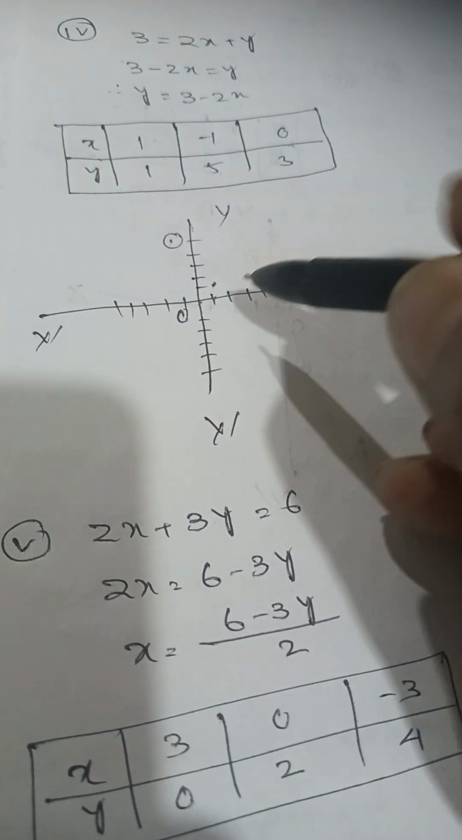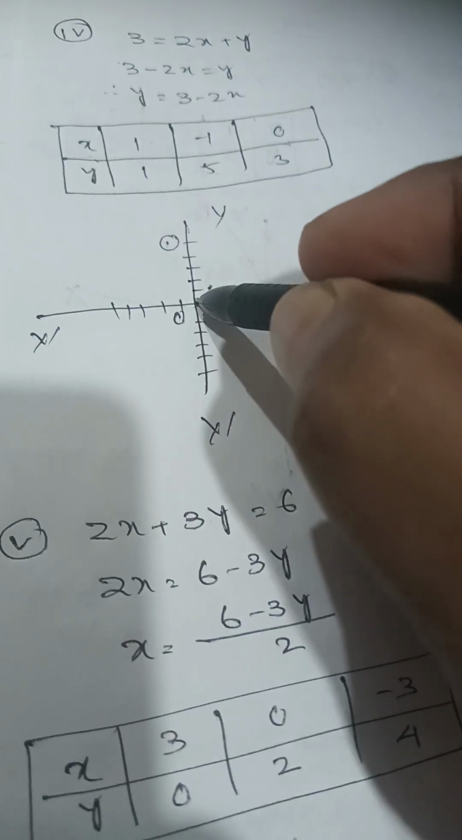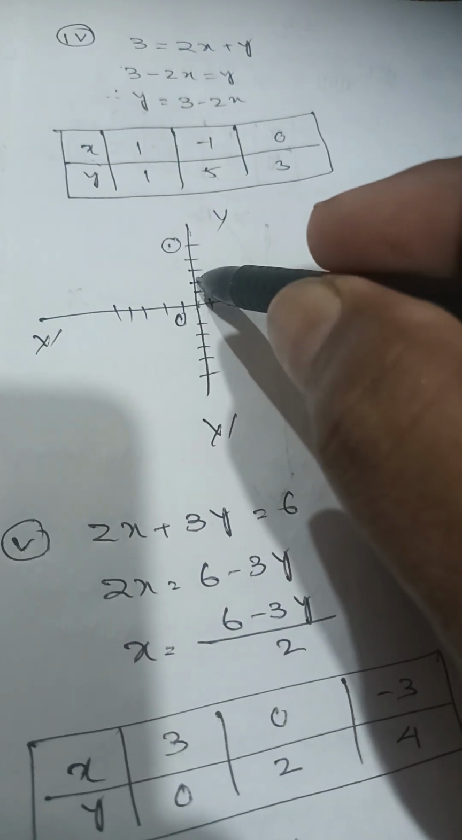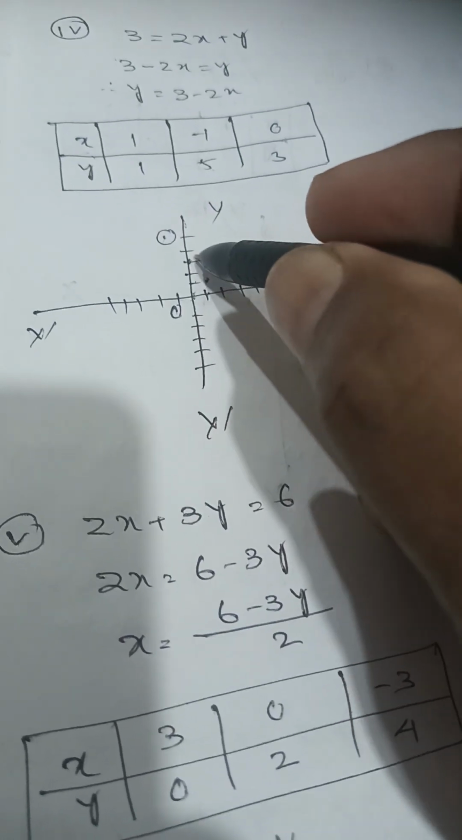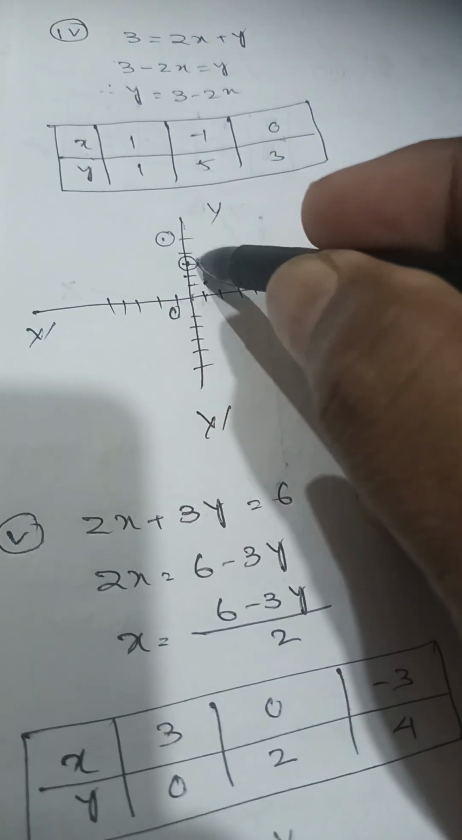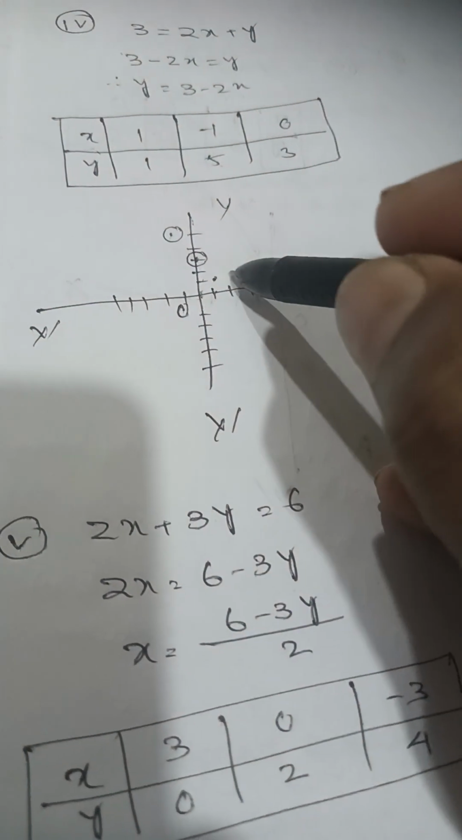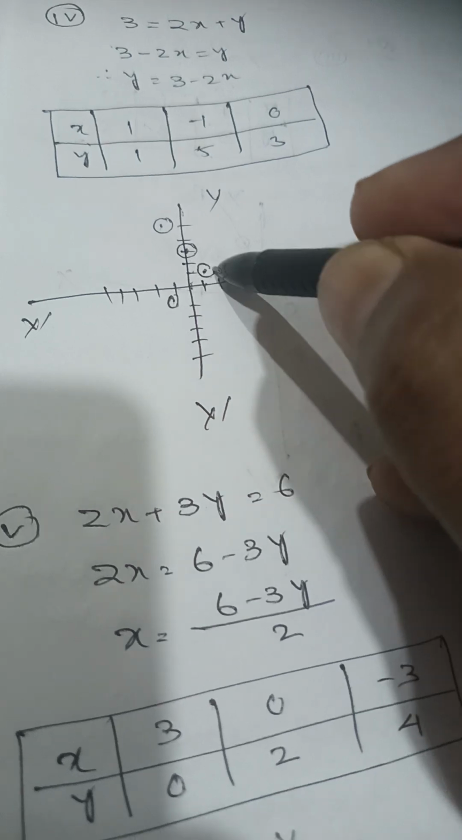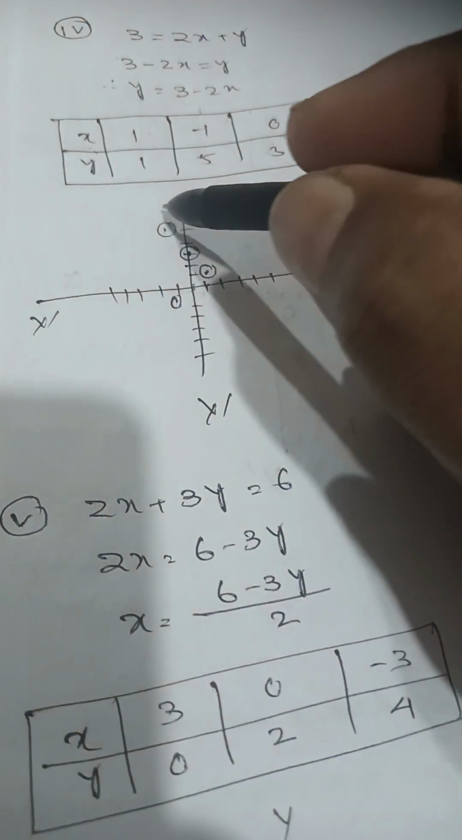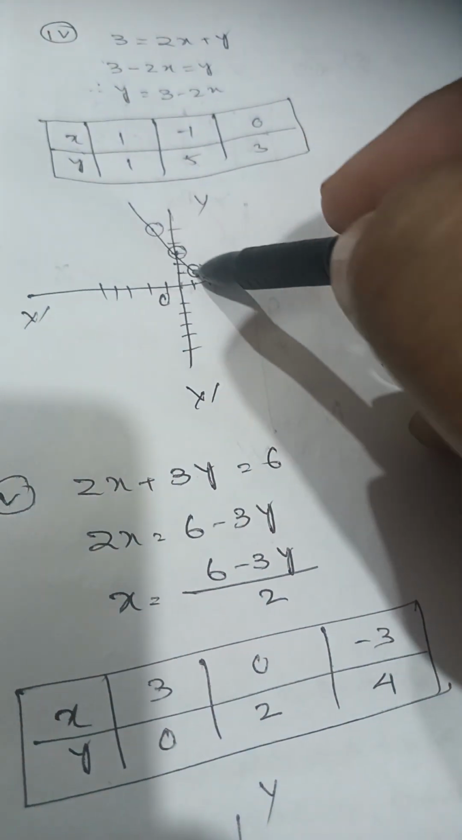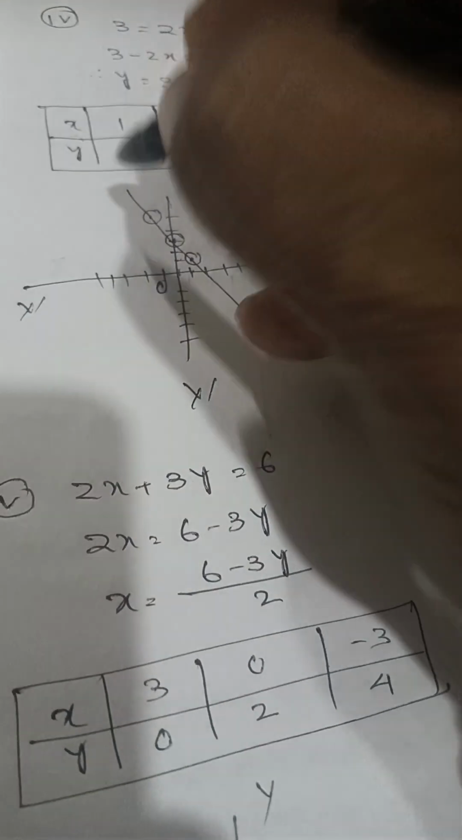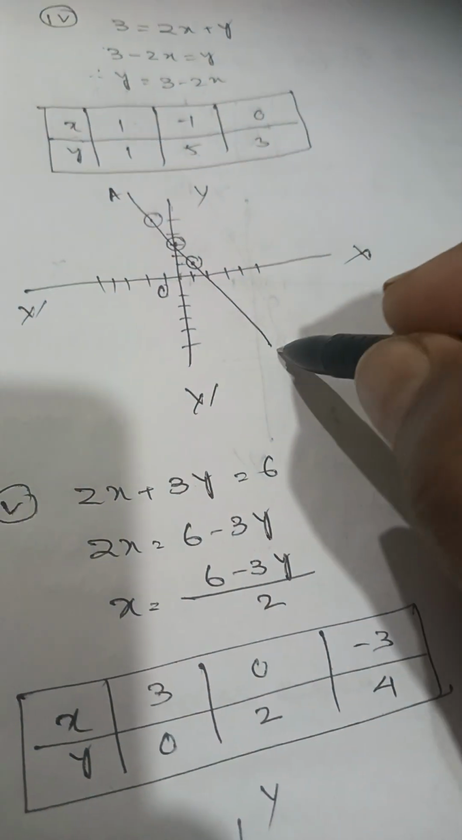Now 0, 3: 0 means always here, and 3 means 1 2 3 is the value of y. So this point is 0, 3. So you see we have got these 3 points. Now you take a ruler, that is scale. With the help of this ruler you join all these points. That should be your graph, okay. So we have completed question number 4.